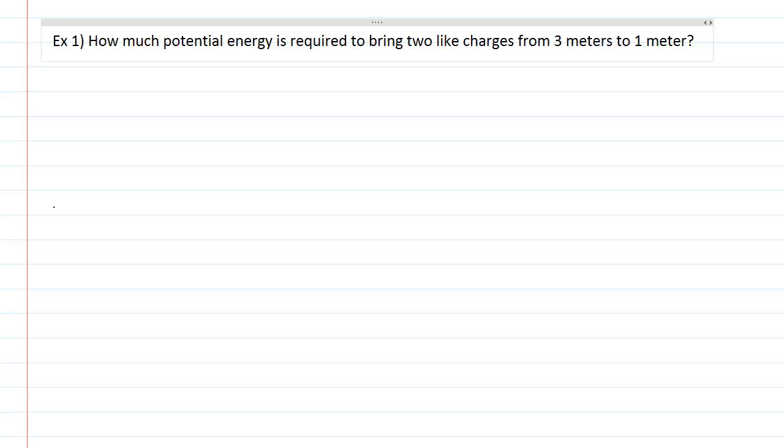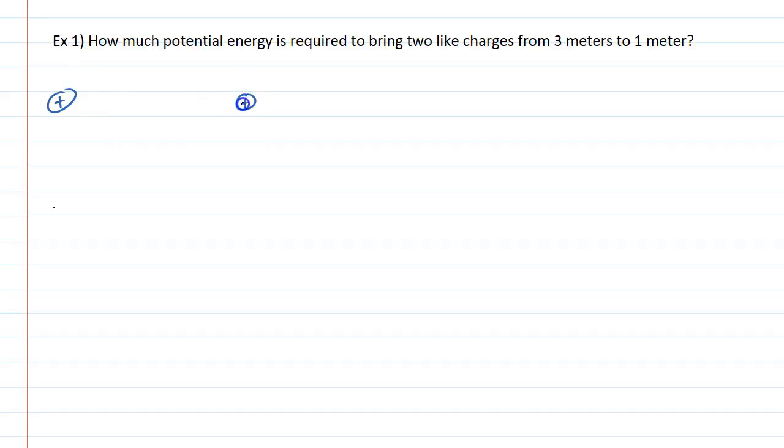So first example here. How much potential energy is required to bring two like charges from 3 meters to 1 meter? So the idea is kind of how much energy is required to bridge that gap. We're going to have positive charges that are going to start off 3 meters away, and they're going to be repelling each other. So how much energy is required to shorten the distance so that they're closer together? So we're going to look at the change in potential energy.